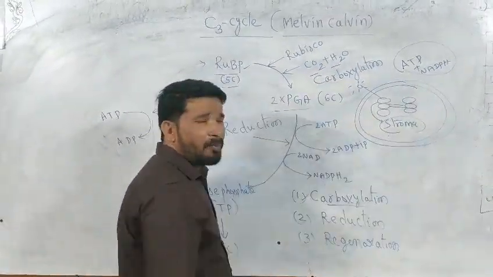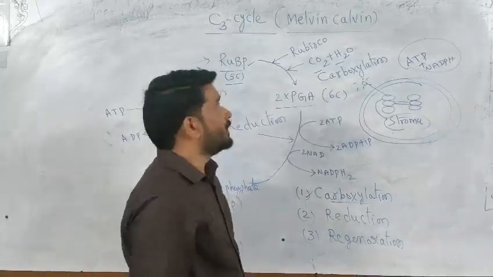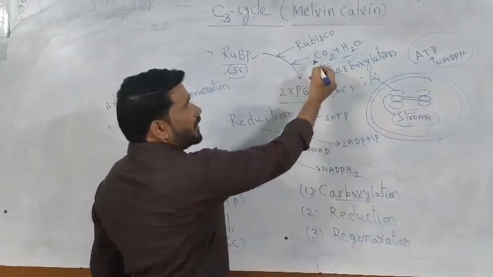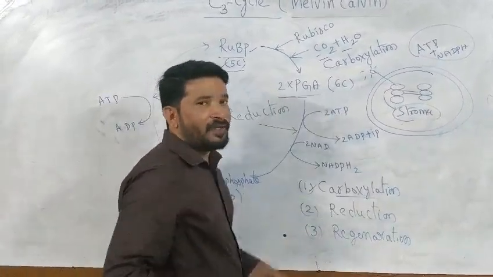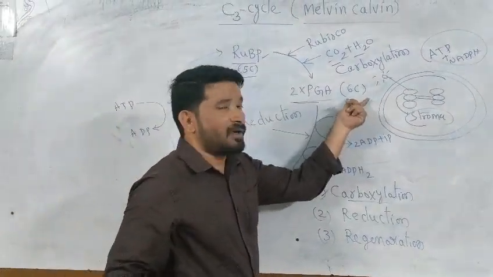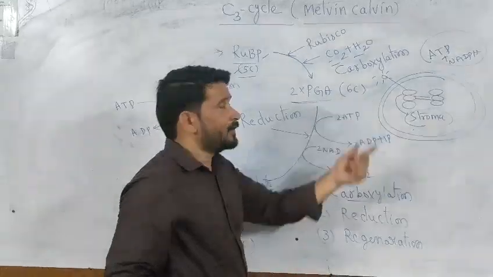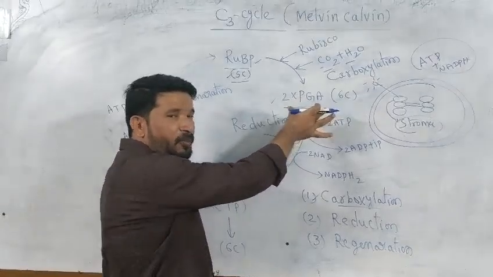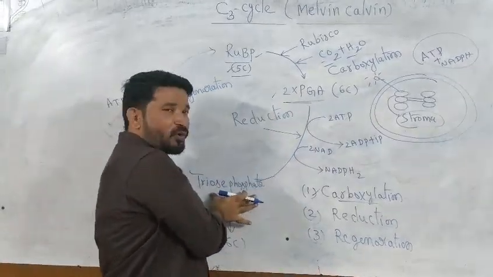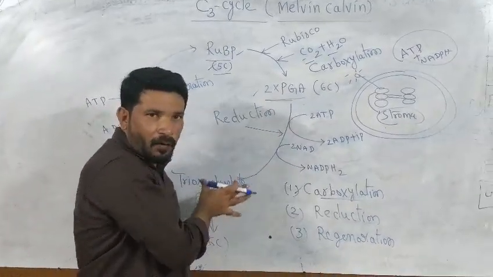Its first stable compound is phosphoglyceric acid. This 5 carbon compound plus another 1 carbon, like 2 molecules of PGA will be formed. That's why a 6 carbon compound is prepared. After that, PGA, phosphoglyceric acid, is converted into triose phosphate, or TP as we call it.